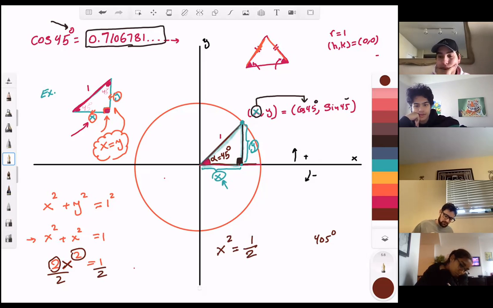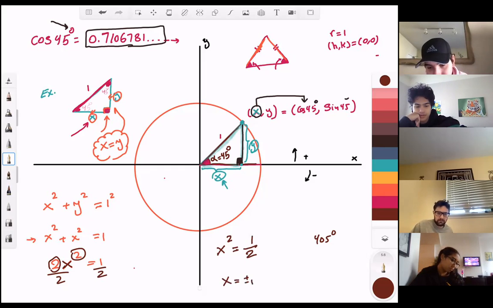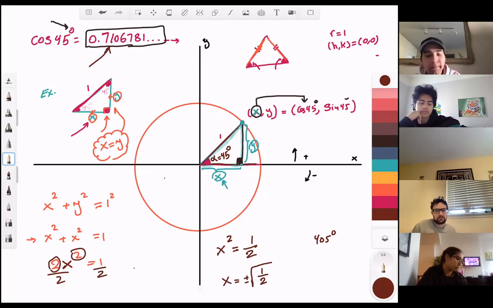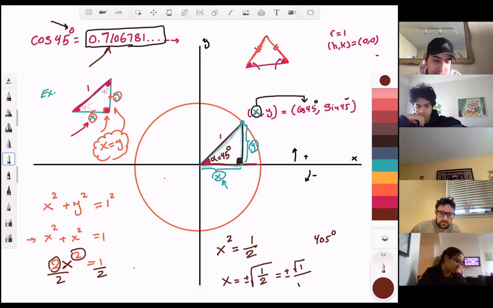Now how do you solve for x? Square root. Very good. X will be plus minus square root of 1/2. If you use your calculator square root of 1/2, you should get something like this that Mario got. But we want exact. So how do we calculate this? This is same as plus minus the square root of 1 over square root of 2. This is same as plus minus 1 over root 2.